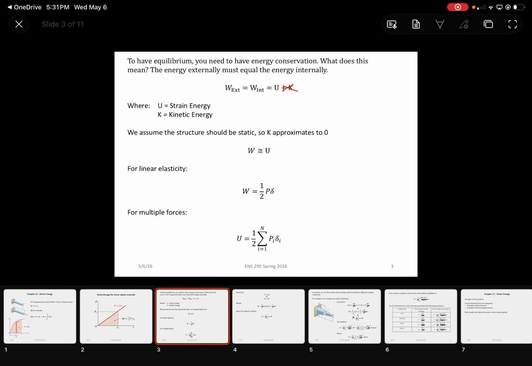Now, as we recall from our linear elasticity, the work done on a given structure is equal to 1/2 times the force times its associated deformation, 1/2 P times delta. Now, for multiple forces, in the case of, for example, a stepped rod or whatever, it's just a summation of all of those forces times their associated displacements. All right? And that is equal to the internal strain energy.